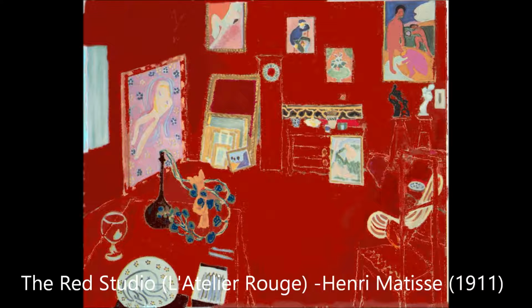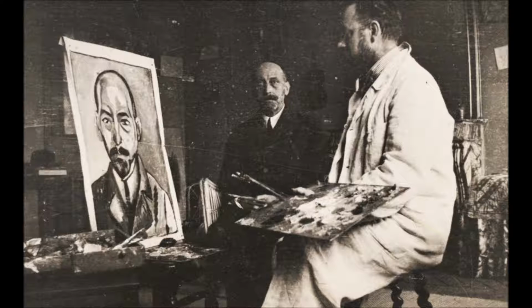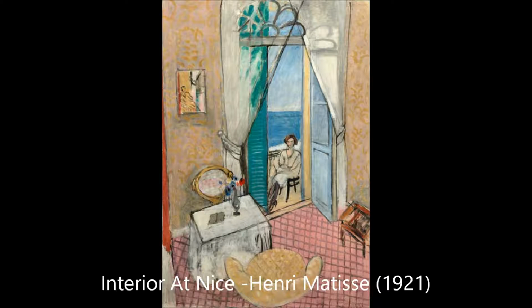Although Fauvism takes such a radical approach to color and form, Matisse's subjects were usually very traditional. His own studio, as seen in L'Atelier Rouge, or The Red Studio, portraits, and arrangements of figures in rooms or landscapes. He continued to paint in the Fauvist style until his death at the age of 84 in the town of Nice in 1954.